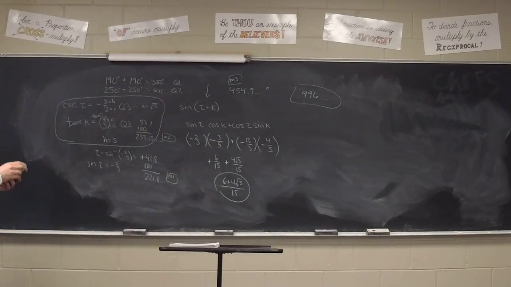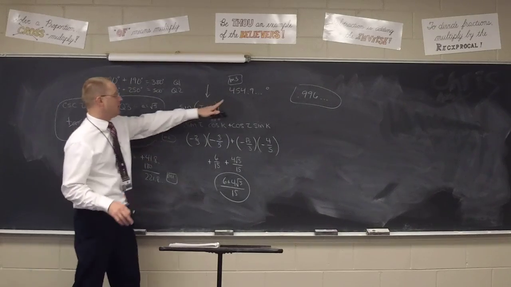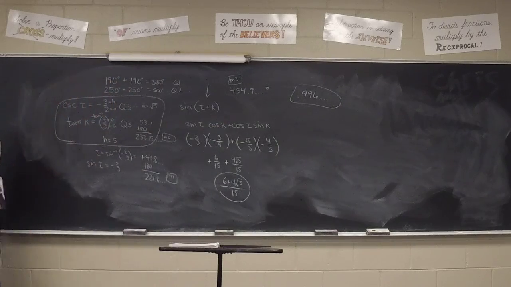Yes. Wait, say one more time. Square root of 5 times 4 plus 6 divided by 15. Yep, there's the 0.996. It checks out. That's if you really wanted to figure out what the actual angle is. It's a 454.9 degree angle we're dealing with here.